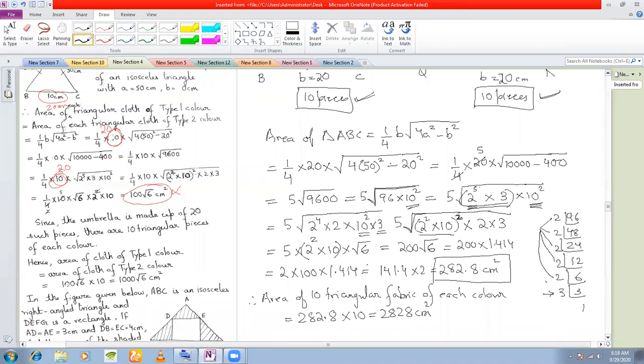Okay. Now you find out the square root of 6 by division method. You find out the square root of 6. Okay. And you write it here. Just give me a minute.